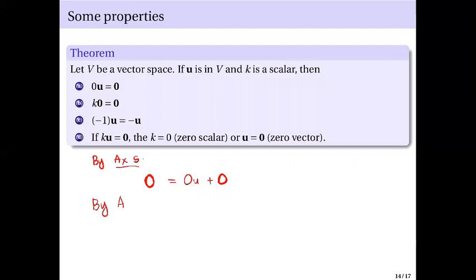And then by axiom number 4, we apply it on this part. You add any vector to the 0 vector, you must get the same vector. So this is equal to 0u. And of course, by symmetric property, we will have 0u equals the 0 vector. So that's the end of the proof.